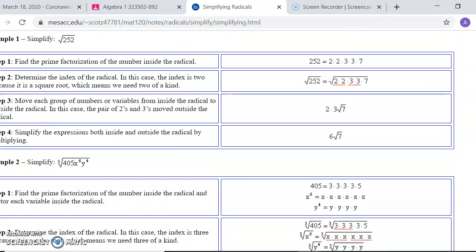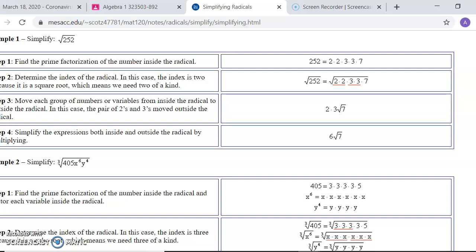So again, if you're looking for the URL for this particular lecture, it's on the top of the page. And please excuse that my Screencast-O-Matic didn't cover the entire screen, so some of the words are missing. But that's fine. You can always go to the URL to find the entire web page.